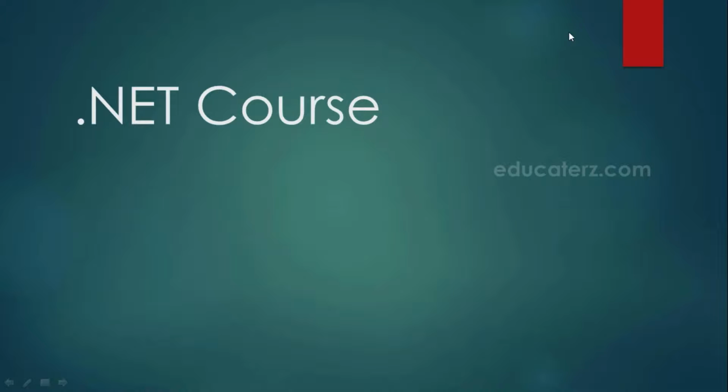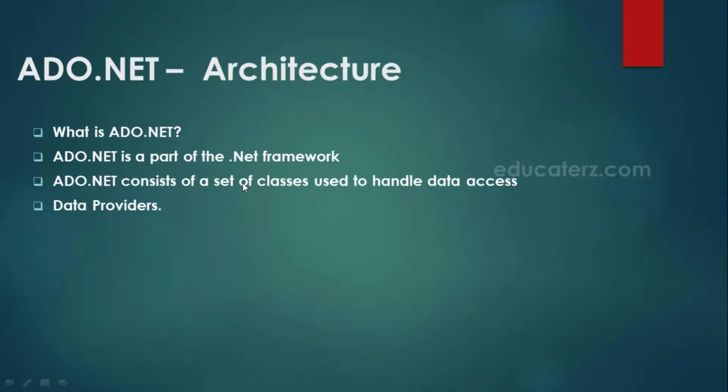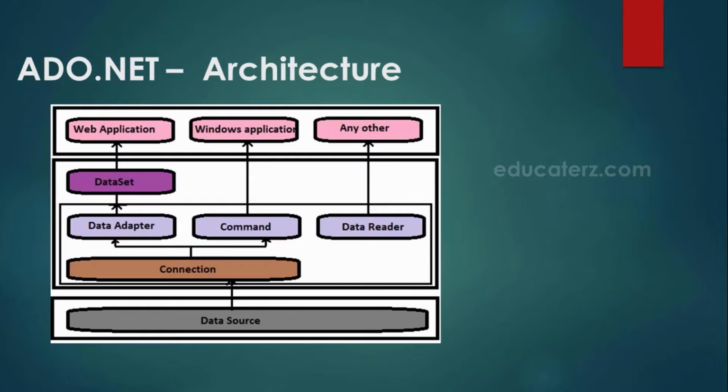In this session, we'll learn about ADO.NET architecture. What is ADO.NET? ADO.NET is a part of the .NET framework. ADO.NET consists of a set of classes used to handle data access and data providers. We'll see that ADO.NET architecture.